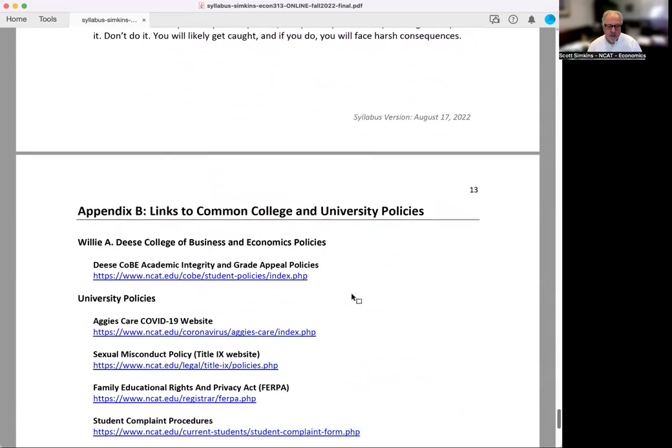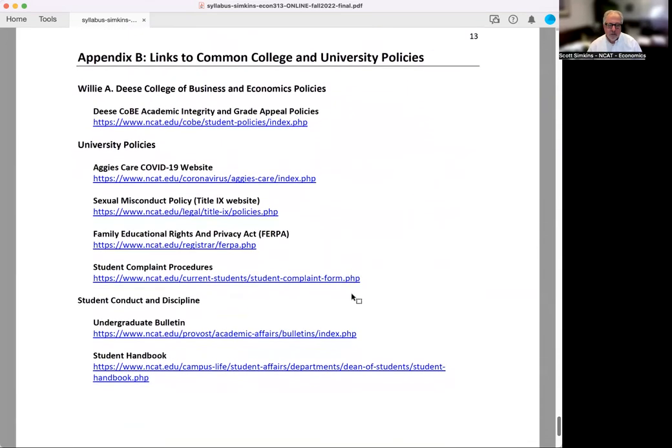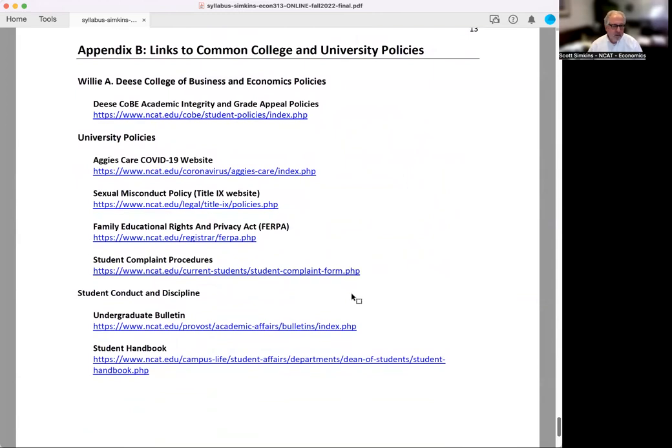And then finally, there are some links at the very end to important and common college and university policies. Anything that's listed here you can check out, including the Willie Deese College of Business and Economics policies on academic integrity and grade appeals, and the process that we go through in terms of academic integrity in particular. So these are a set of links. Many of them have been duplicated in the syllabus itself, but they're here all in one place.